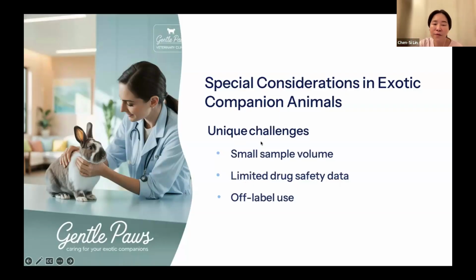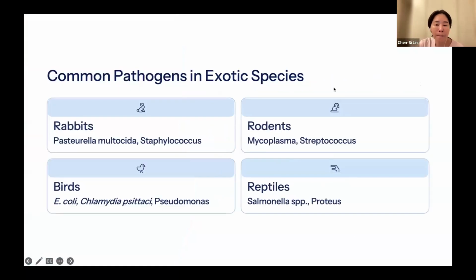So for the unique challenges, if we are concerned about the bacterial culture or AST test of exotic animals, the challenges would be, for example, small sample volume and limited drug safety data, right? We have a lot of safety data of different antibiotics for the companion animals, for dogs and cats, but this is almost lacking for the exotic companion animals, right? So in most cases, I think, it will be off-label use.